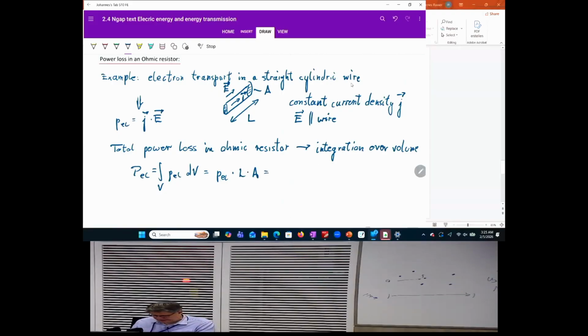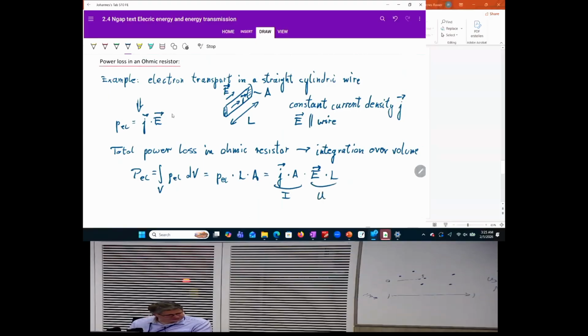And that power density we know, right? This is current density times electric field. So let's rewrite that as current density times electric field, then put the A here, the cross-sectional area, and the length L here. And you recognize current density times the cross-sectional area is a current, and the electric field times the length of the wire is our voltage over the wire. So you have I times U.